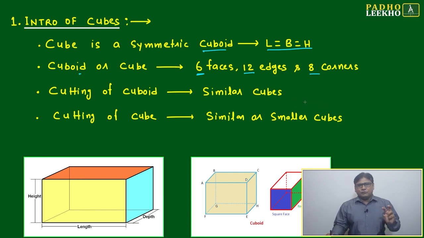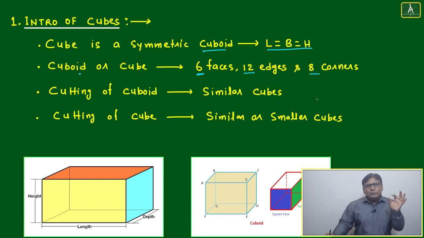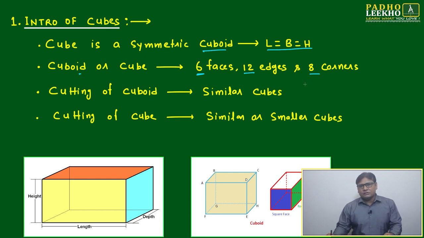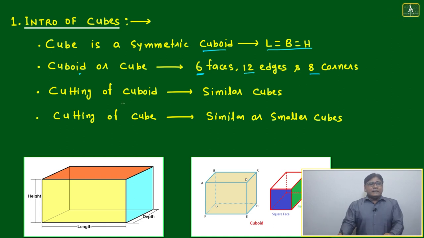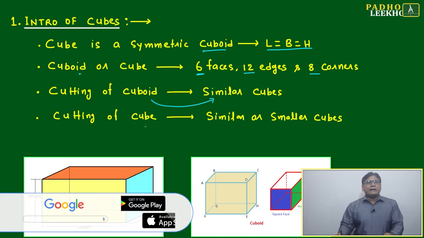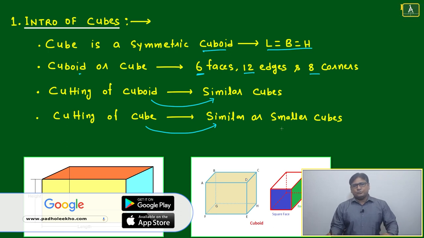That is fixed. Either you are forming or you are deforming, you are making the cube, you are cutting the cube, whatever the scenario, any one particular cube or cuboid will always have 6 faces, 12 edges and 8 corners. That you keep in mind. Cutting of a cuboid, most of the time, will be in the form of similar cubes. And cutting of a cube will be in the form of similar or smaller cubes.